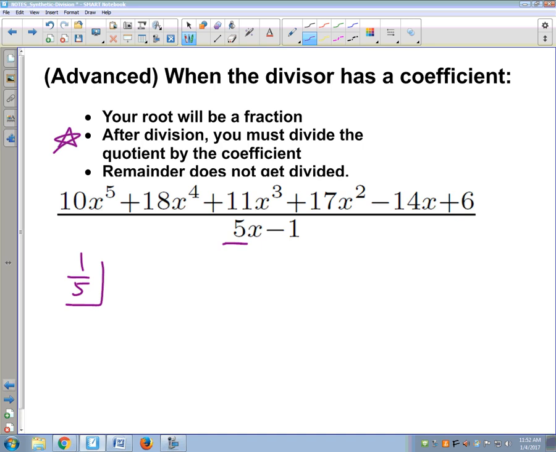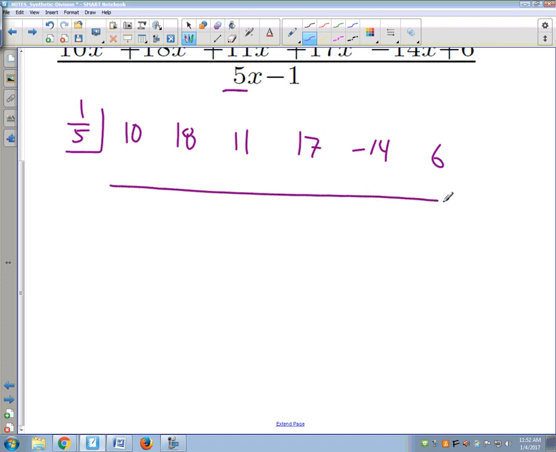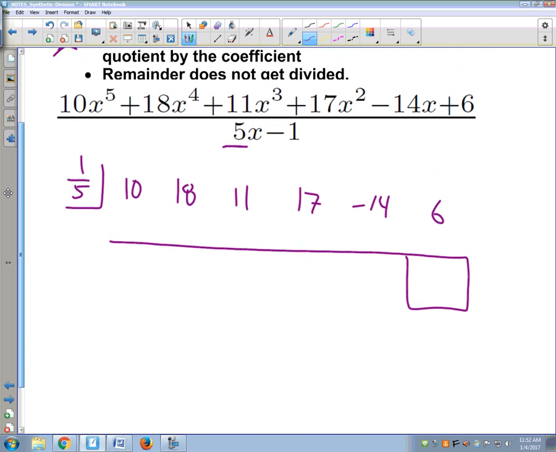Go ahead and write your coefficients down. I always scan to see if I'm missing any terms before I start writing my coefficients down, because I'll forget to put zeros in if I don't look for them. And I don't see any place where I'm going to need any zeros in this one. And then the steps are exactly the same. Add, multiply, add, multiply, add, multiply. It's just we're multiplying by 1/5 this time.